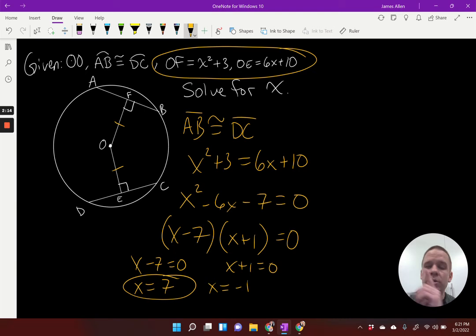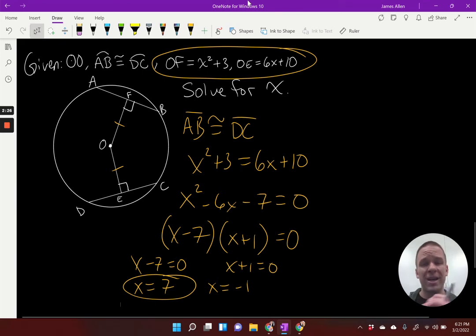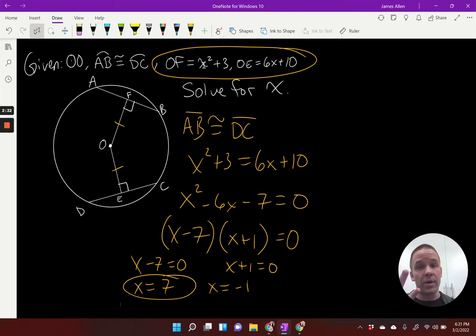If I plug in negative 1, which is a little scary because we're like, bro, it's a negative number. We can't have a negative length. I can have a negative x value. It just can't result in a negative length or negative angle measure or negative arc measure. So if I plug negative 1 in, I'm going to get negative 1 squared is 1 plus 3 is 4. That's positive. Okay. If I plug in negative 1 for the other one, I'm going to get 6 times negative 1 is negative 6 plus 10 is 4. So that actually checks out there too.